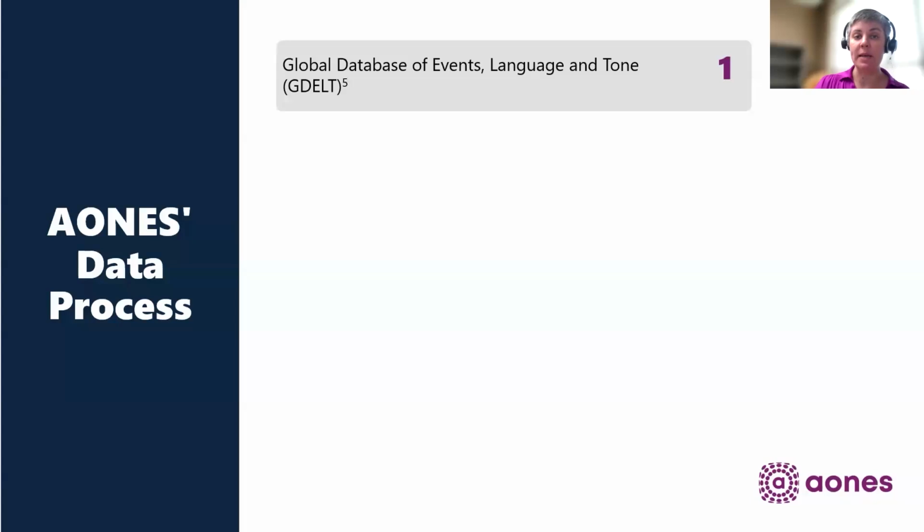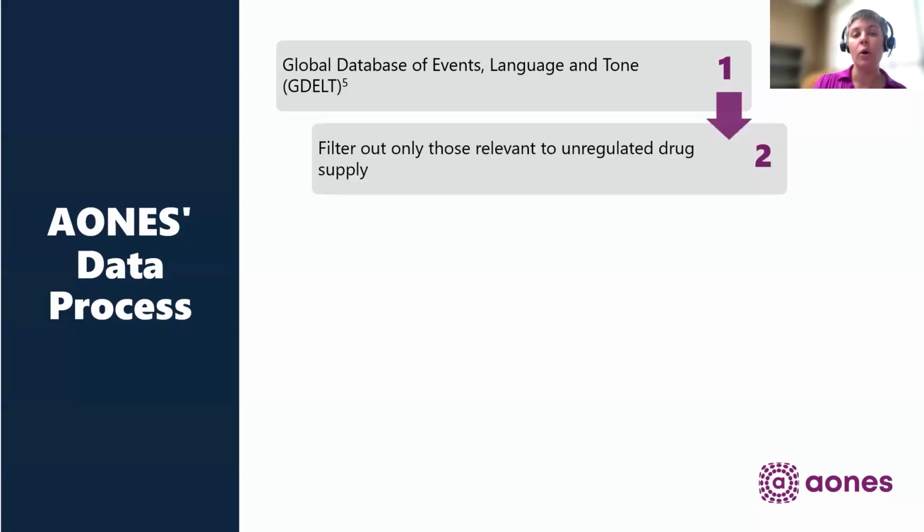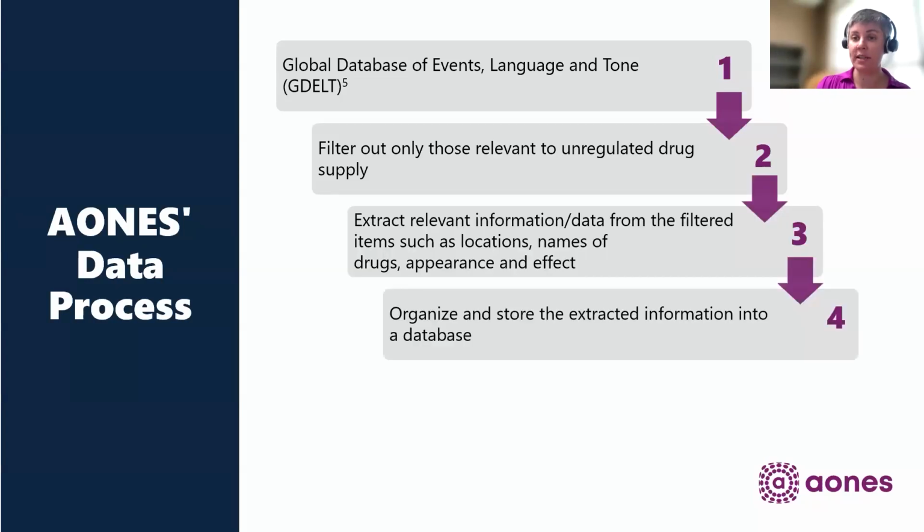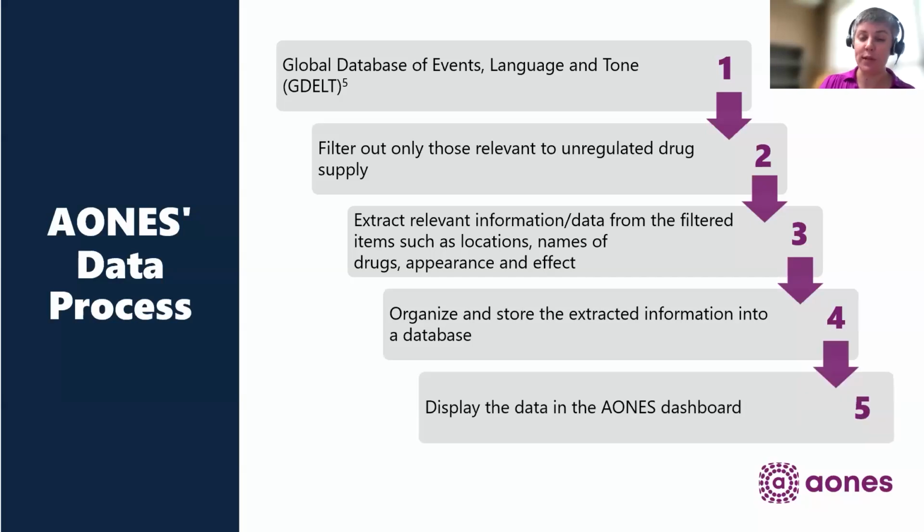Going back to our 5-step EBS data process from before, we can use it to outline the steps involved in the AONES data pipeline. In our case, the original data source is news articles sourced from something called the Global Database of Events, Language, and Tone, or GDELT, which I will describe more on the next slide. We then filter out all of the articles to only those related to the unregulated opioid drug supply. The scope, again, I'll describe this more briefly. And then of those in scope, we extract the relevant information, store it in a database, and display the data in visualizations in the AONES dashboard.